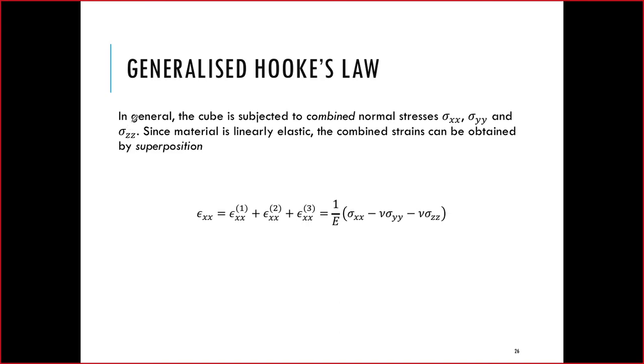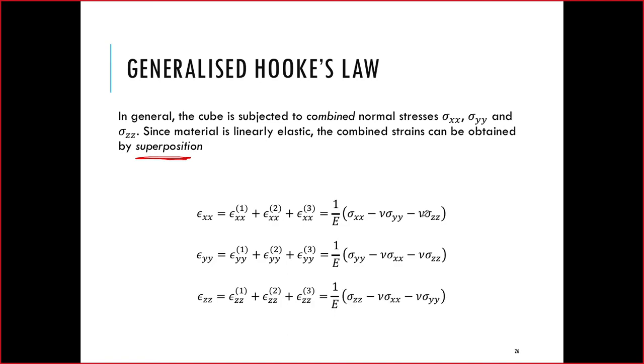Then if that's the case, then I just can superpose my strains for each of my 1, 2, 3 tests, right? और इसलिए मेरा epsilon xx, the normal strain in the xx direction, is just going to be a sum of the strain caused by the xx stress, the yy stress, and the zz stress. And similarly for epsilon yy and epsilon zz.